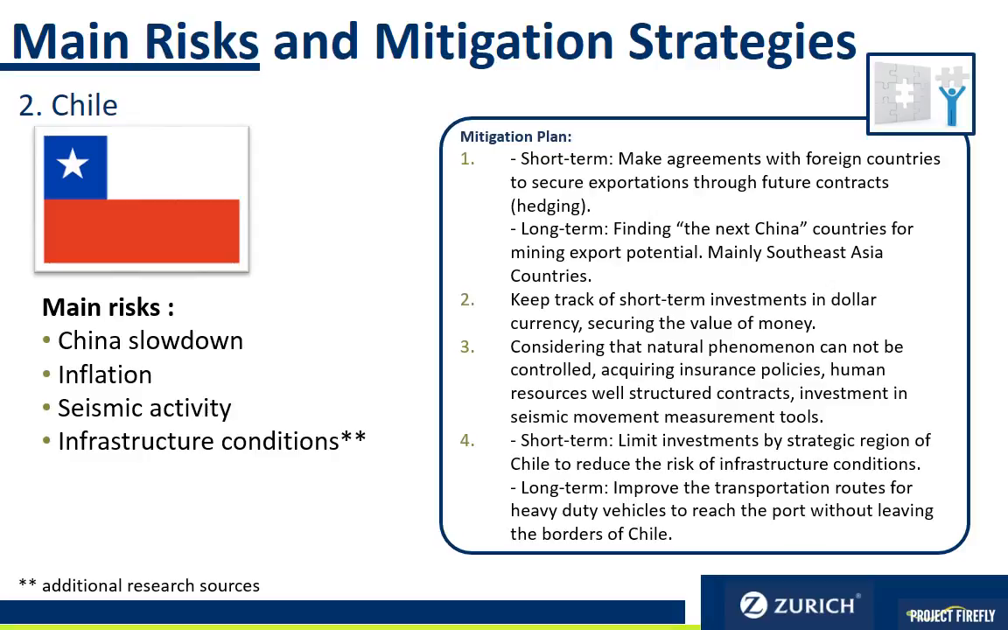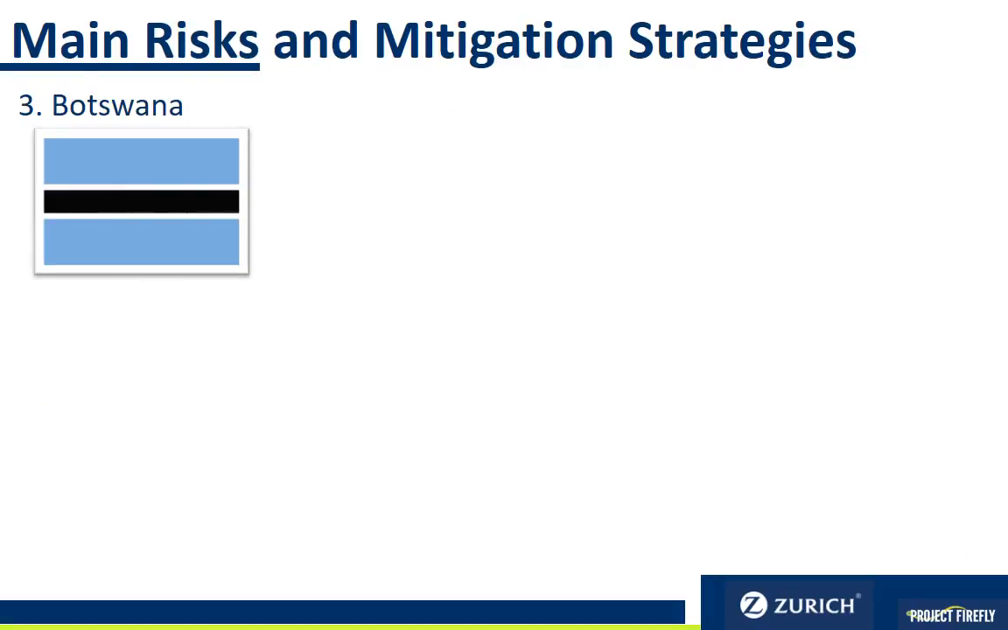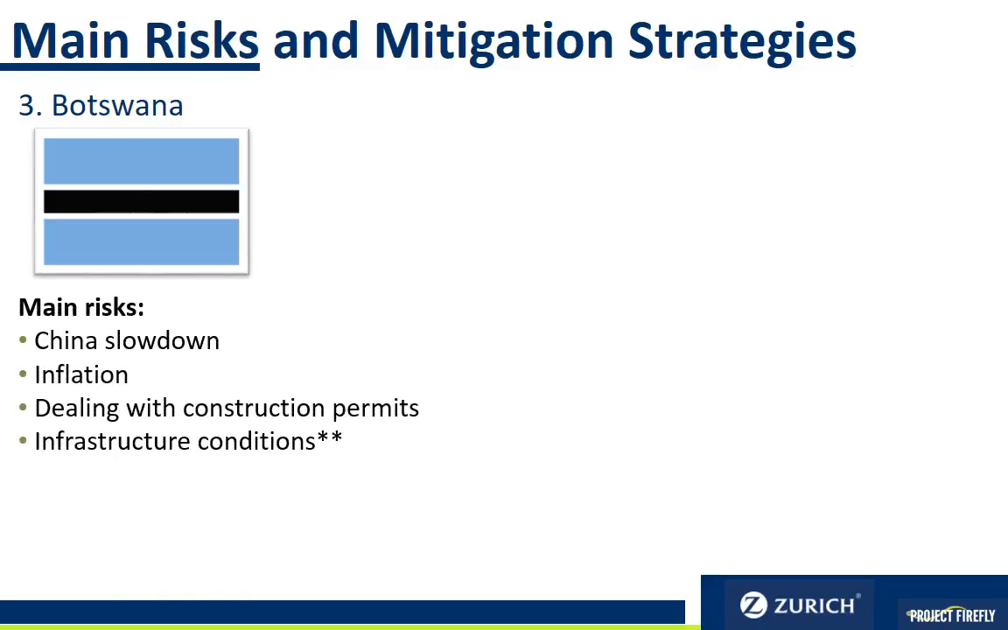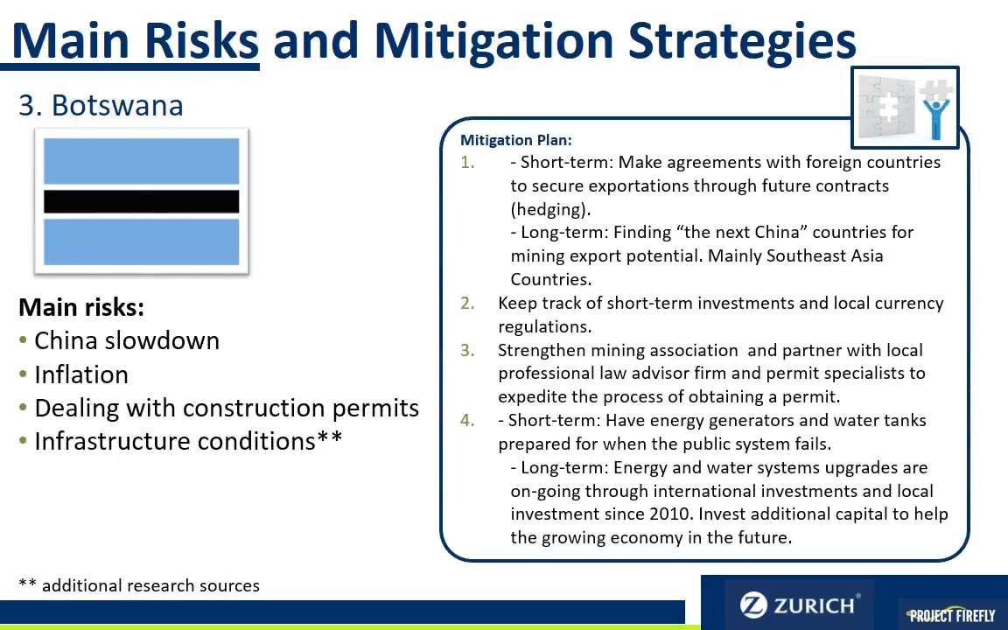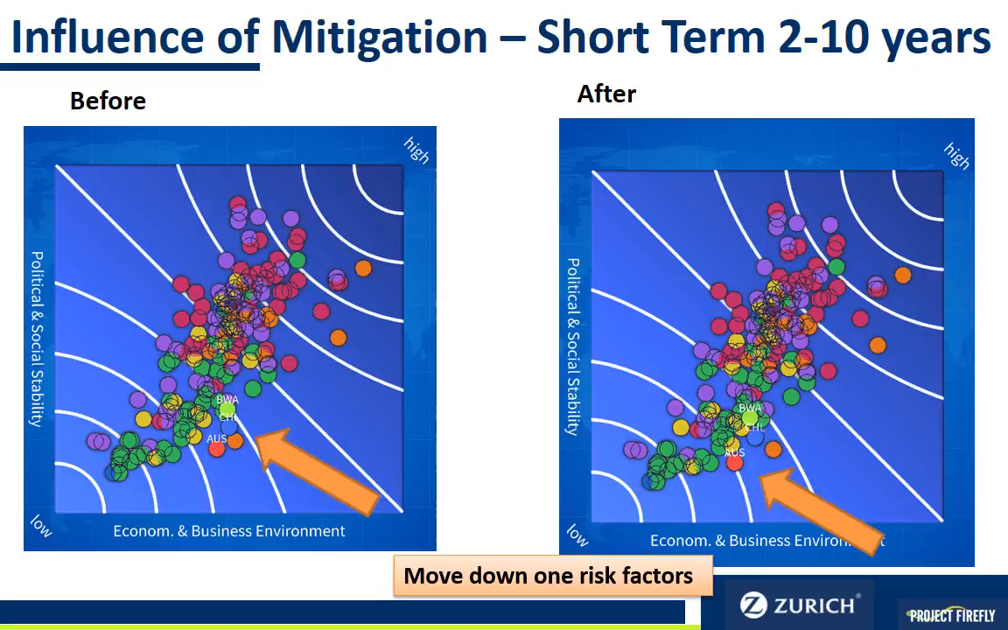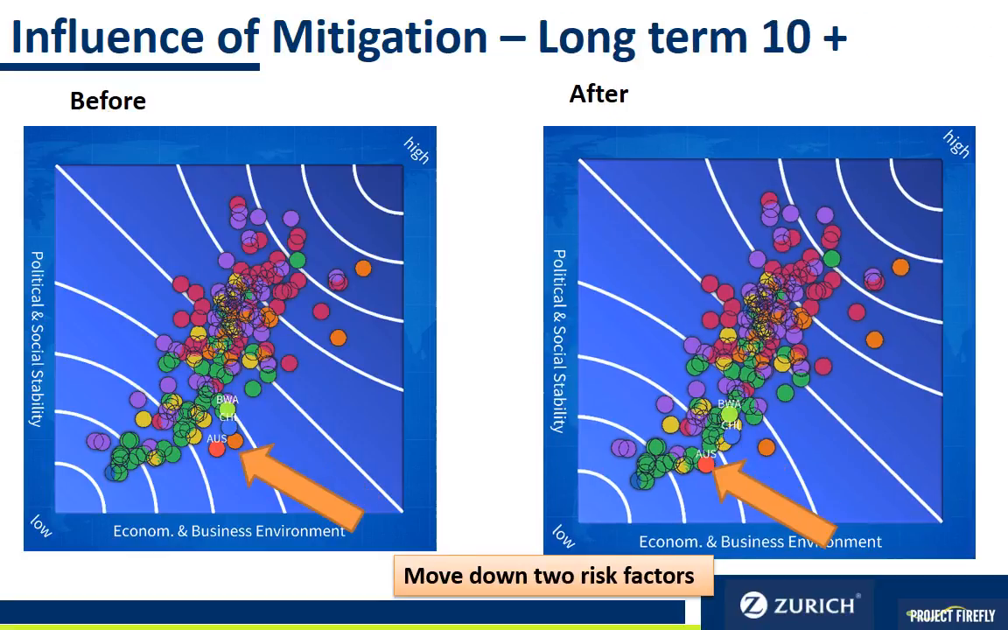Related to seismic activities, insurance policies, well-structured contracts, and investment in seismic measuring tools could reduce the effects of future earthquakes. The mitigation for the infrastructure risk could first be done by limiting investments to strategic regions of Chile, and in the far future by improving roads. The main risks from Botswana are very similar to Chile, adding only the difficulty in dealing with construction permits, for which a mitigation plan would be related to strengthening mining associations in the country. On the slide, the influence of the mitigation strategies in the short term, and here in the long term.